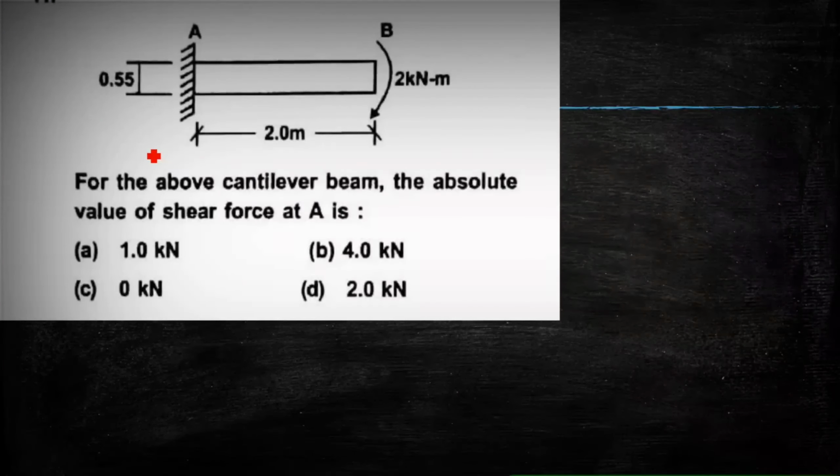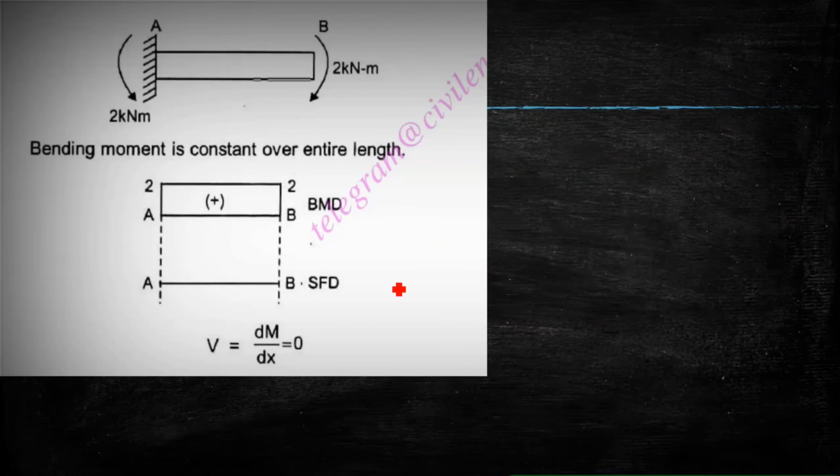So the next question we have is, we have given a cantilever beam subjected to a clockwise moment of 2 kN per meter, having a span of 2 meter. So for the above cantilever beam, the absolute value of shear force at A is. So now we know that shear force is the rate of change of bending moment diagram. The options given are option A 1 kN, option B 4 kN, option C 0 kN, option D 2 kN.